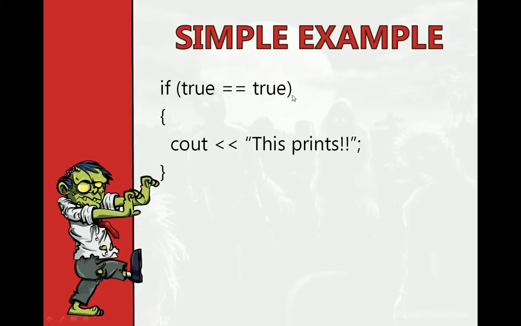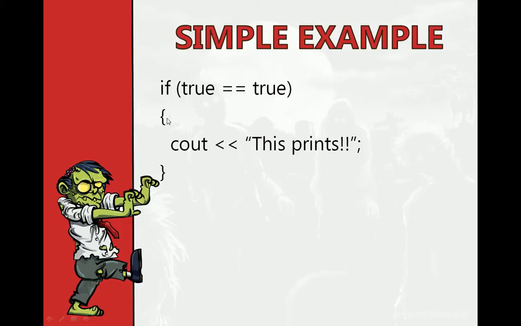Notice a couple of things here. There is no semicolon after the closed parentheses. There is no semicolon after either one of the curly brackets. Don't do it. Your code will do all kinds of messed up things. If it does compile, it'll do all kinds of messed up stuff. We don't want to do that.